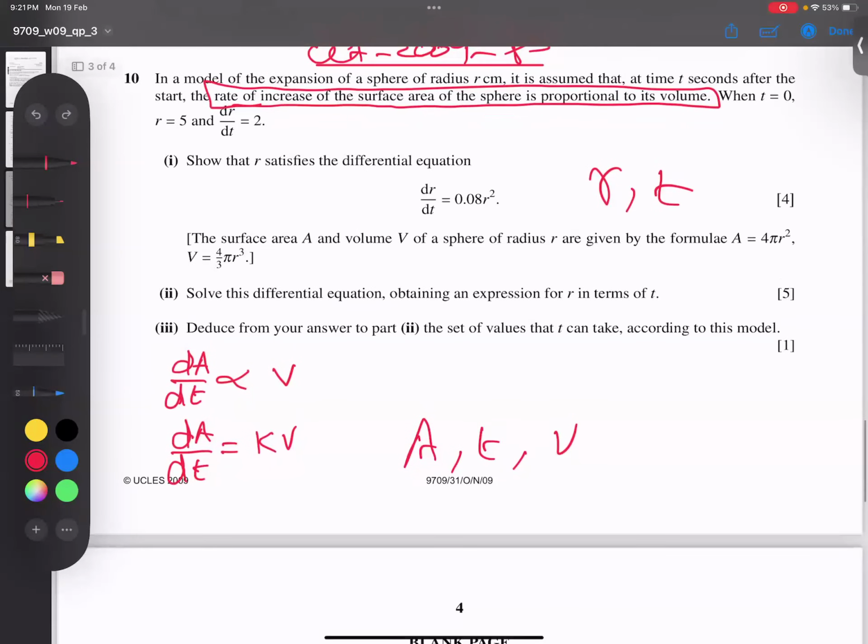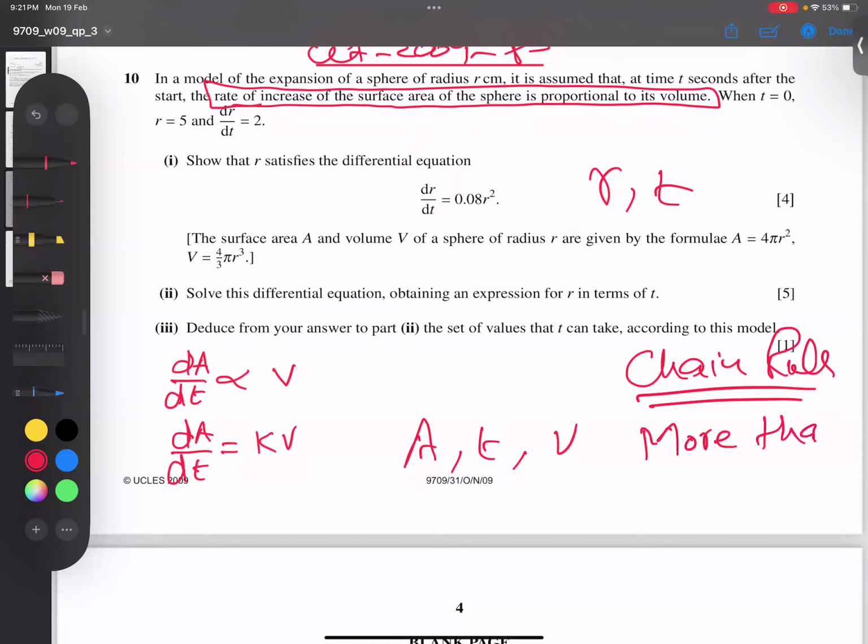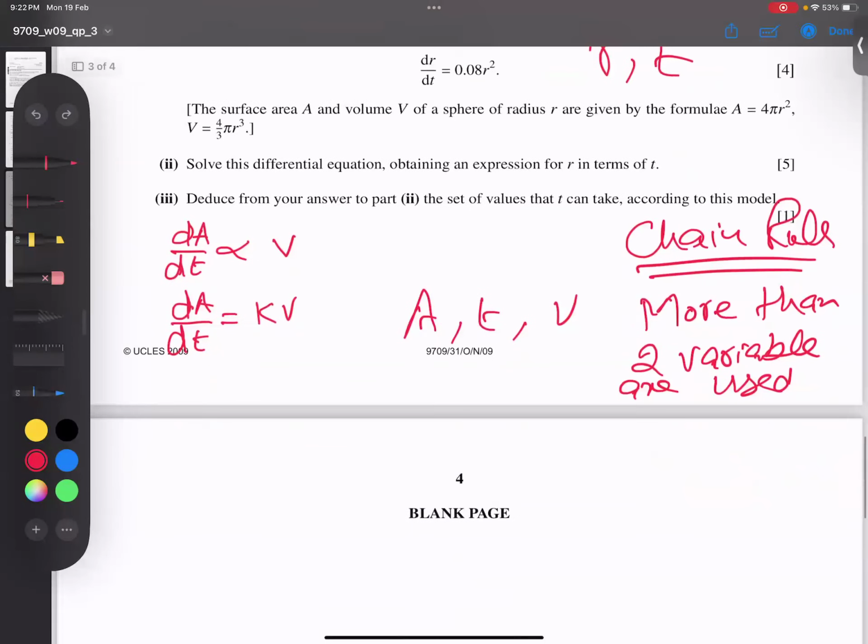Best technique, how to start? What is my target? I will write. In this kind of question, only one choice: I will use the chain rule. Otherwise, these kinds of questions we can't solve. Whenever more than two variables are used in a question, we use only the chain rule. What is the target? dr by dt is my target.